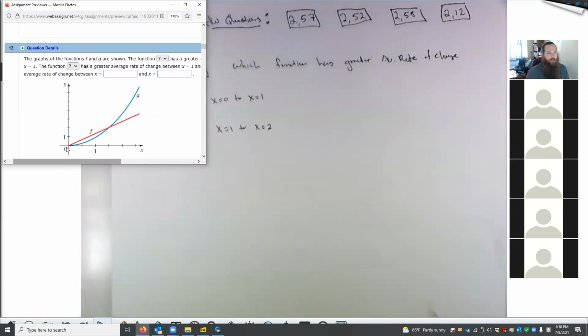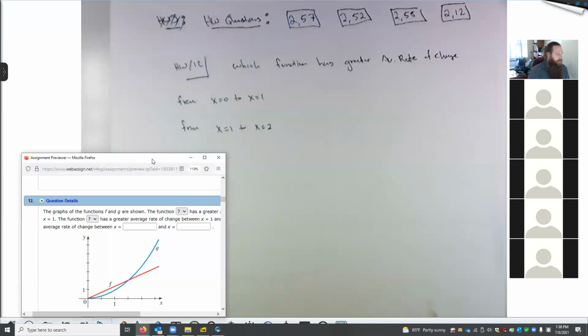So I think it would be wise to approximate the average rate of change for each of these. From 0 to 1, let's see, it looks like g of 1 is a little bit smaller than 1, maybe exactly 1. So let's look at this first guy here. Let me bring this down.